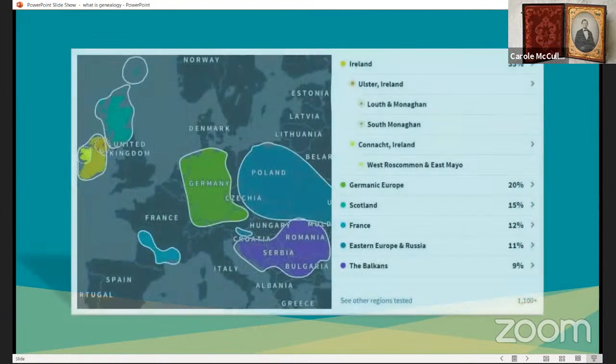Here's an example. A person who has had their DNA tested may find that they are 33% Irish, 20% Germanic, 15% Scottish, 12% French, 11% Russian, and 9% from the Balkans. That's quite a wide spread, but it gives you a vital clue as to where your ancestors came from.